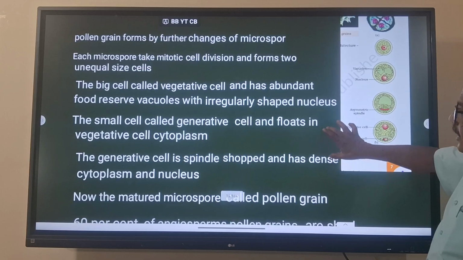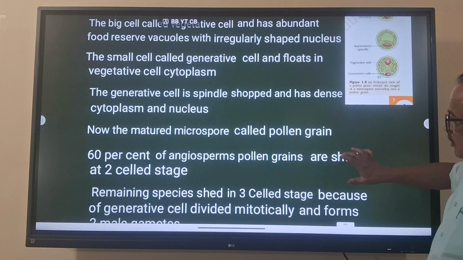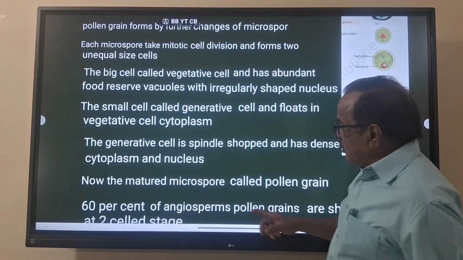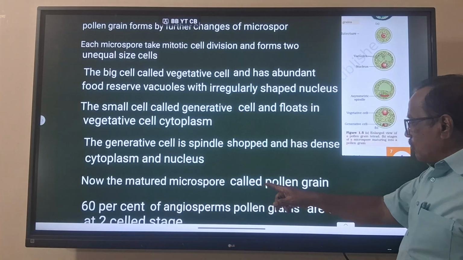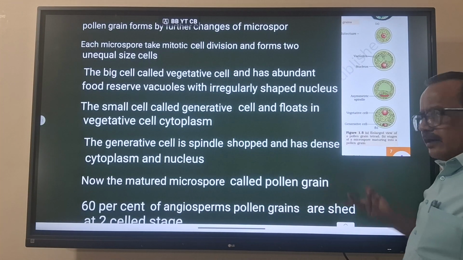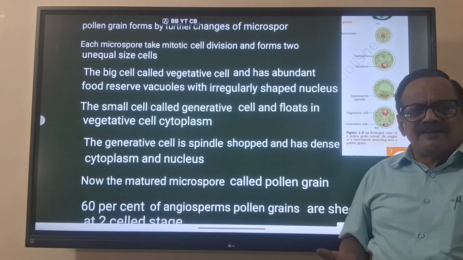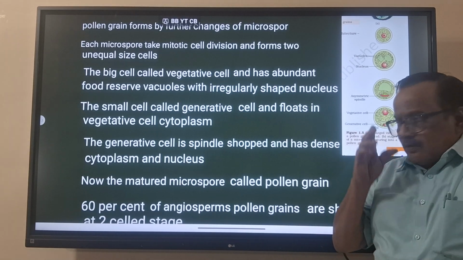So in this way the pollen grain is formed. Now the matured microspore is called the pollen grain. Is it correct? Yes, it is. You can ask it in a matching statement anywhere. You can give it anywhere in the NEET also.